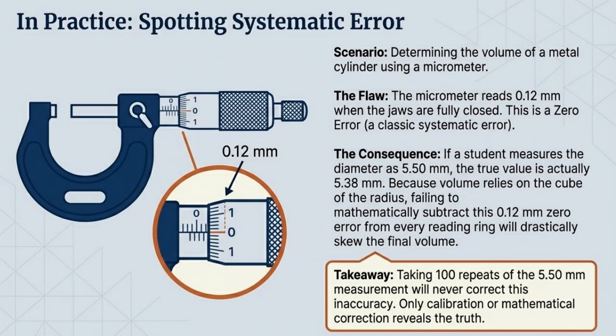Simply repeating the measurement many times won't fix this problem. The only way to get accurate results is by either calibrating the instrument correctly or applying a mathematical correction to account for this zero error.